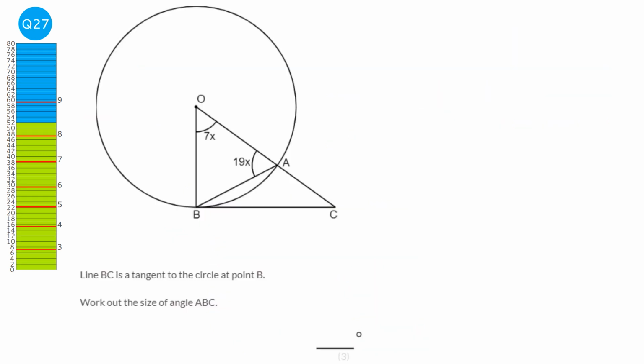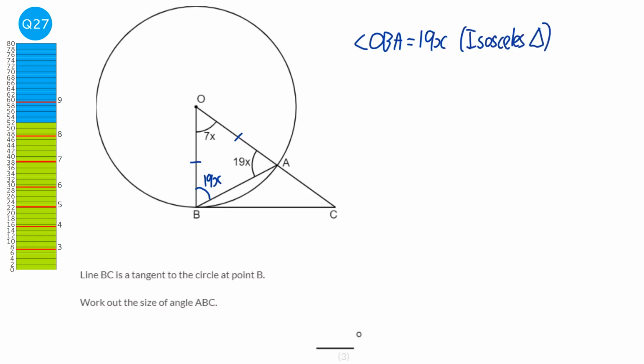The first thing to notice is we actually have 2 radii here. So we've got this radius here and this radius here. And all radii are always equal in length. So we have an isosceles triangle here. So this angle here is going to be 19x as well. And we've got to write that down. So we're going to say angle OBA is equal to 19x. And the reason is it's an isosceles triangle.